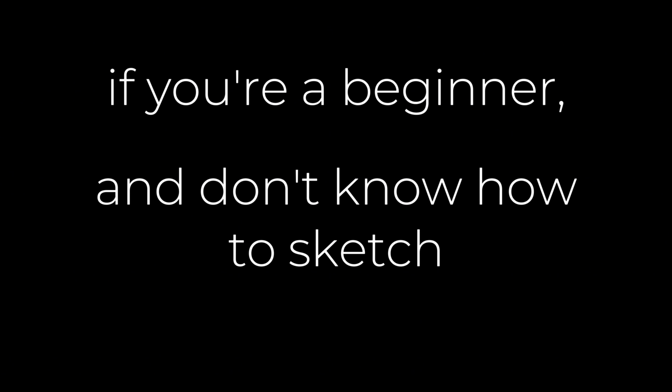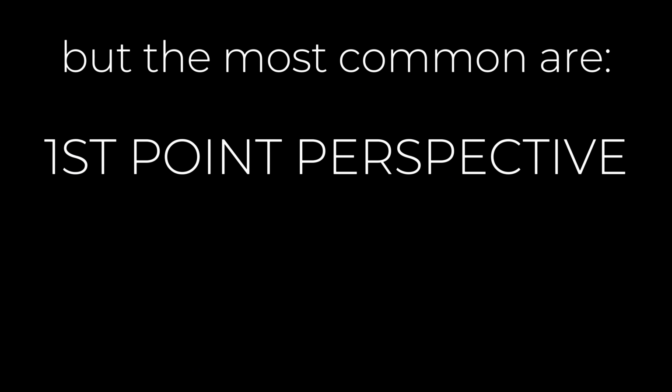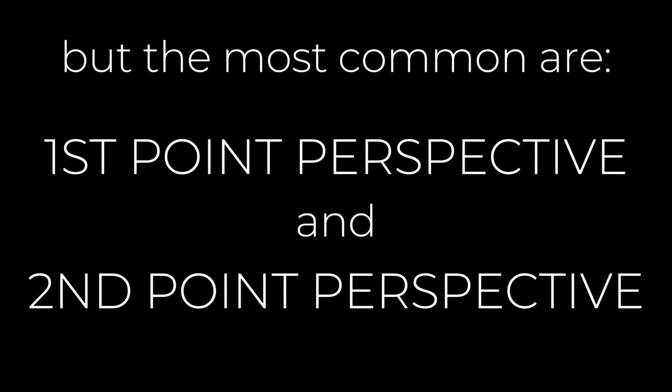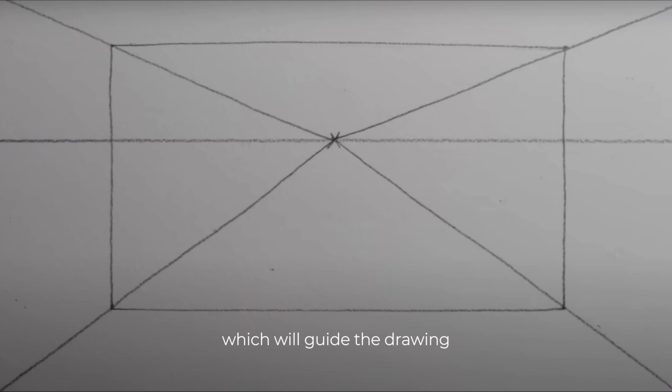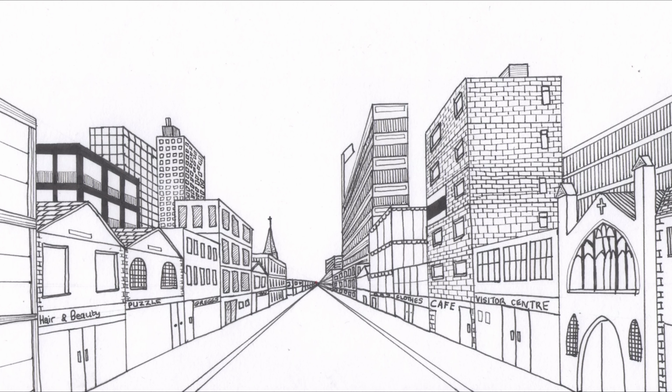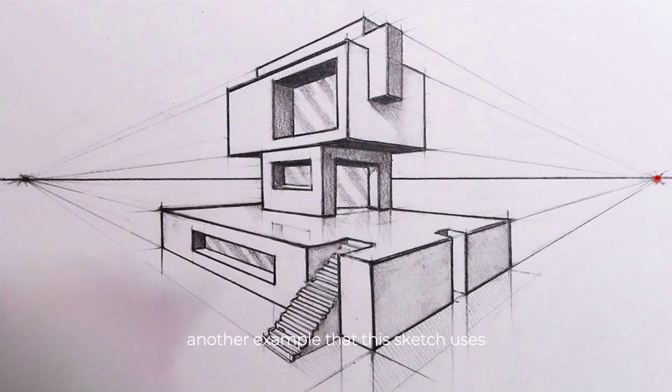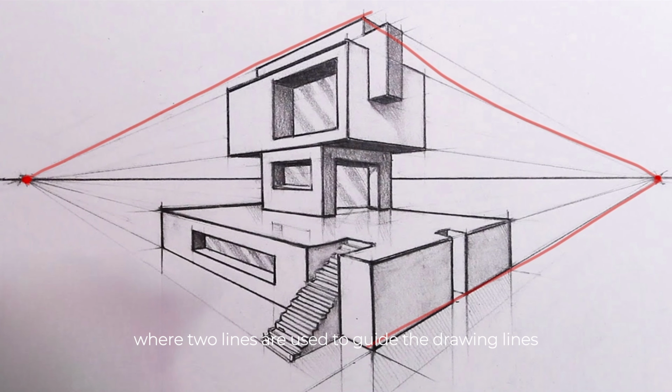If you're a beginner and don't know how to sketch, start out learning point perspectives. There are many types of point perspectives, but the most common are first point perspective and second point perspective. Point perspective is basically the leading point, which will guide the drawing. For example, in this sketch, we are using first point perspective, where we use one point to guide all the lines in the drawing. Another example that this sketch uses is two-point perspective, where two lines are used to guide the drawing lines.